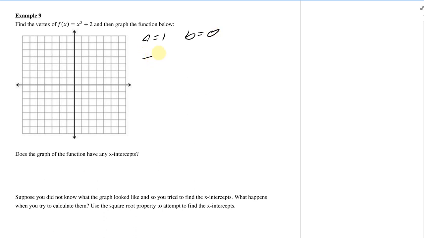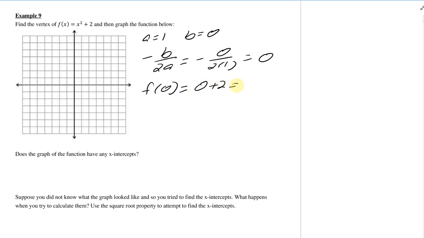Okay, so if I calculate negative b over 2a, this will equal negative 0 over 2 times 1, so this just equals 0. So there's the x part of my coordinate. And then if I plug that into the function, so I get 0, this will be 0 plus 2, so this just equals 2. So my vertex is the point (0, 2). So I'll mark that here.